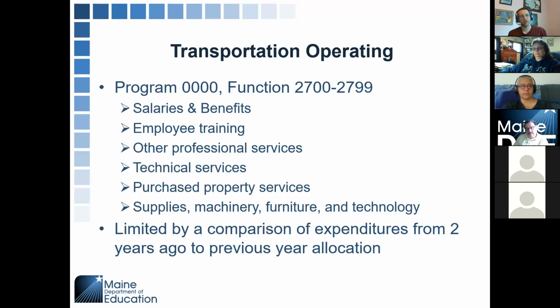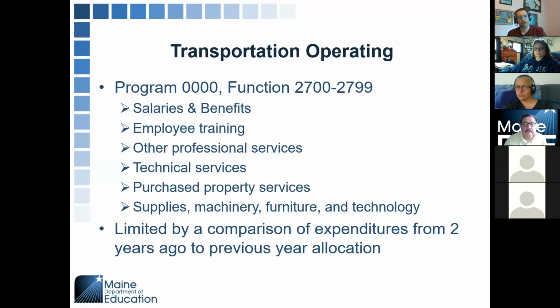Let's say you spend in fiscal year 21 $100,000, just to make things simple. Well, we're going to create that range of $90,000 to $105,000. But let's say your allocation from fiscal year 22 was only $75,000. Because your previous year's allocation fell below that range, you're going to get the 90% of what you had spent 2 years ago, the $90,000. So it does limit how much you can gain each year.